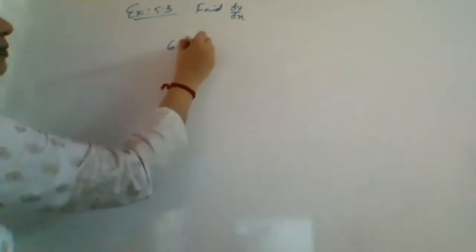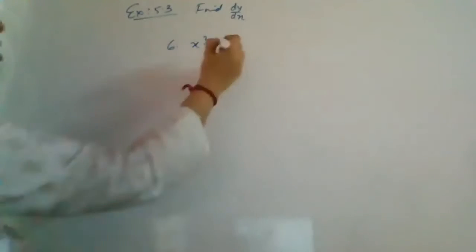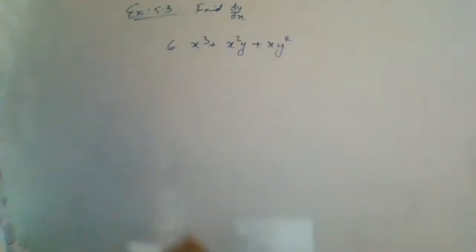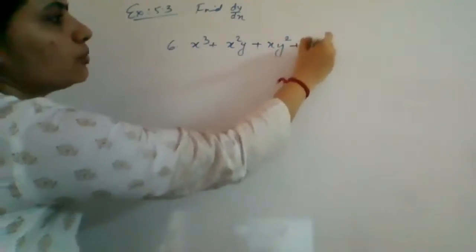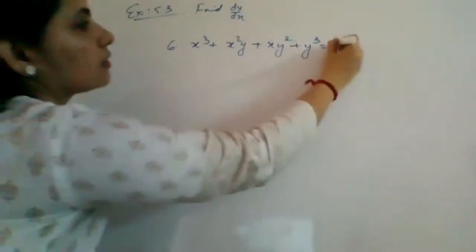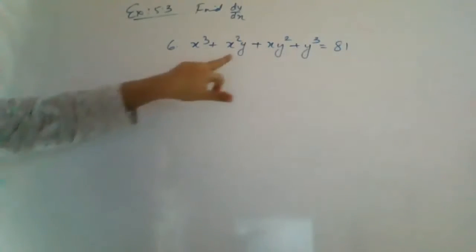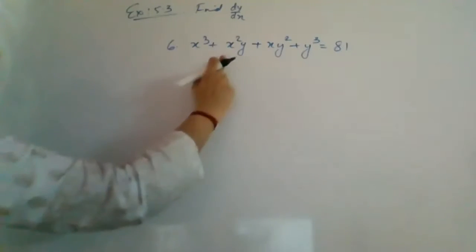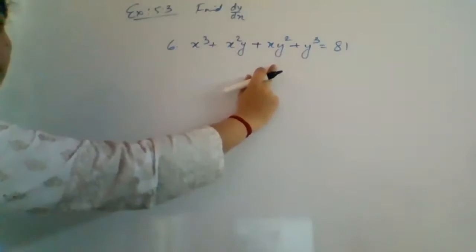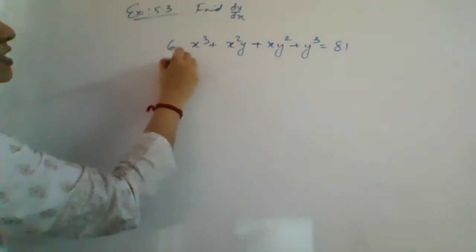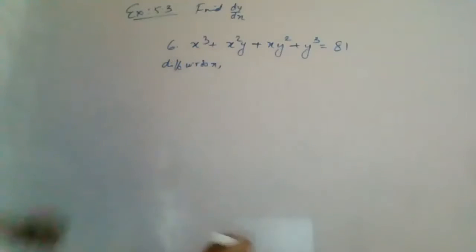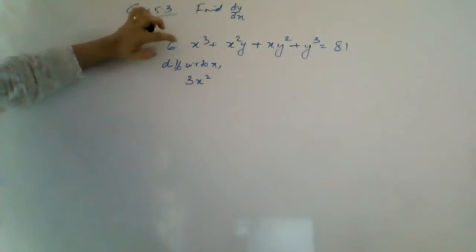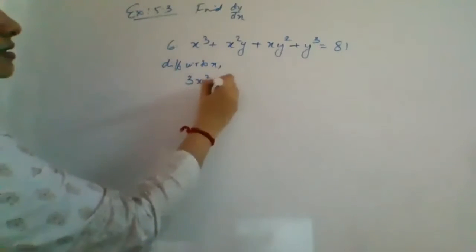Next, x cube plus x square y plus xy square plus y cube is equal to 81. Have 1, 2, 3. So you have 3 y dash to be collected. In these two cases, you have a product rule to be applied. Differentiating with respect to x. This will give you 3x square, right? nx raised to n minus 1, plus.